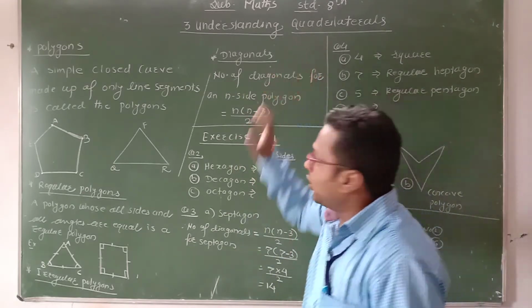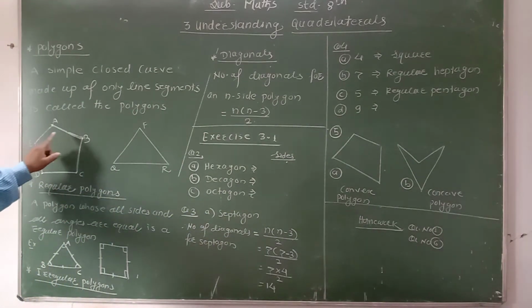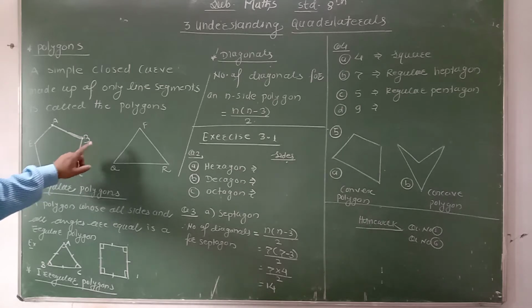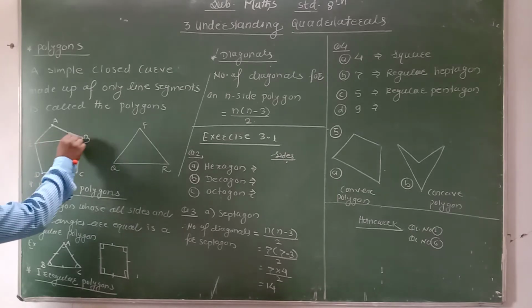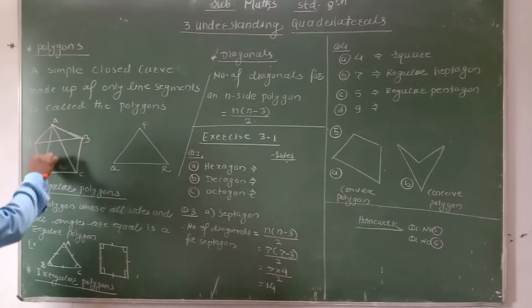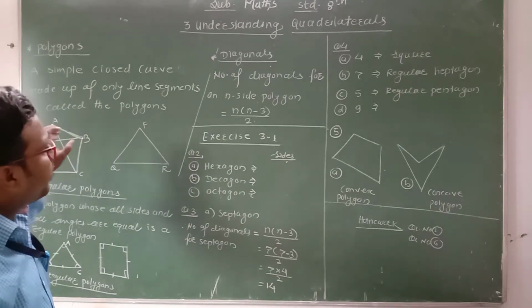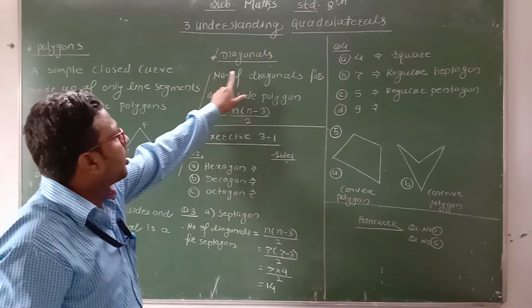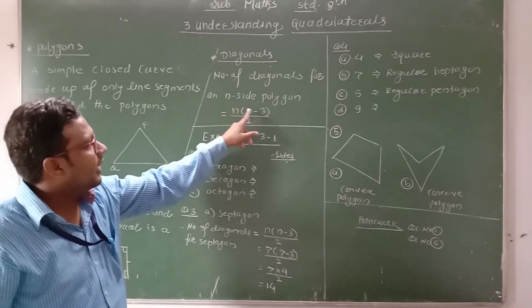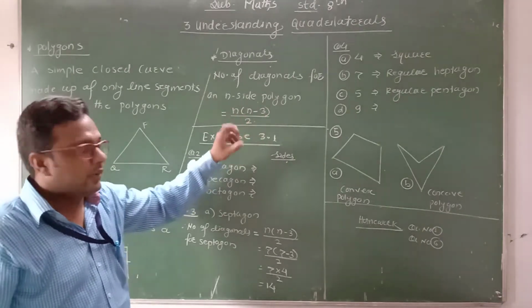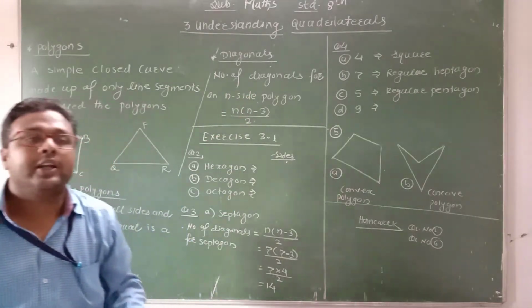Now the next, diagonals of the polygon. When we join any two non-consecutive vertices of the polygon, then it is called a diagonal of the polygon. For example, in this pentagon, in this way we can draw the diagonals. The number of diagonals for an n-side polygon is equal to n(n minus 3) upon 2. Using this formula we can find out how many diagonals we can draw in a polygon.